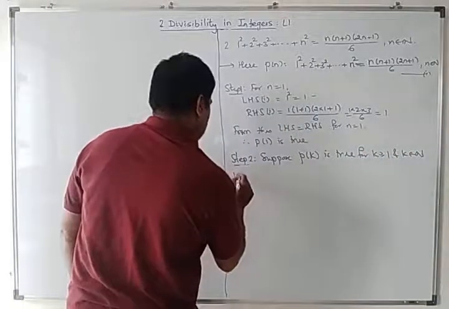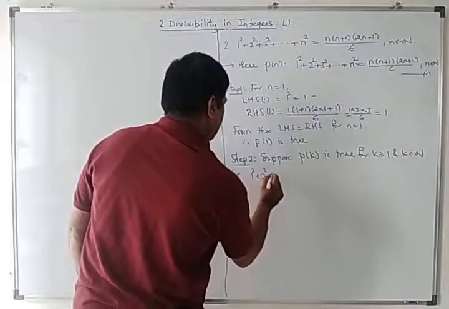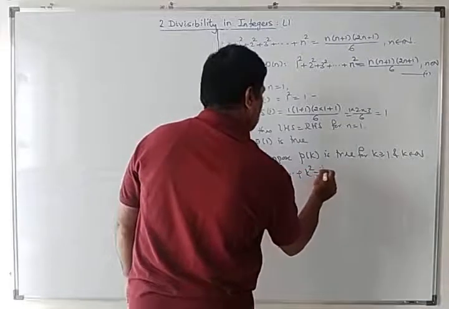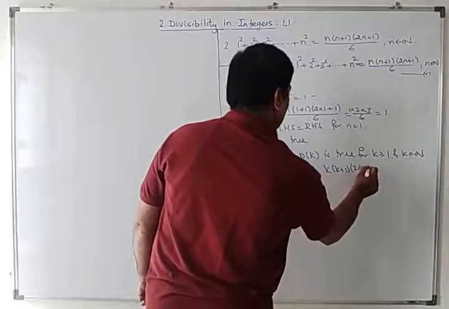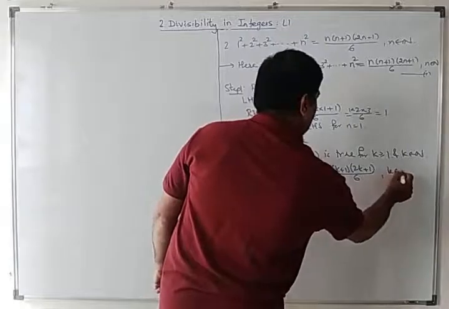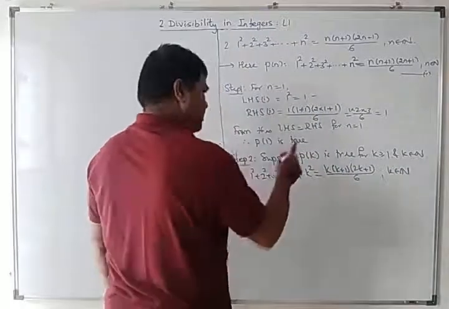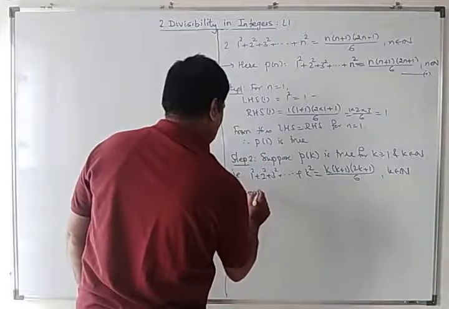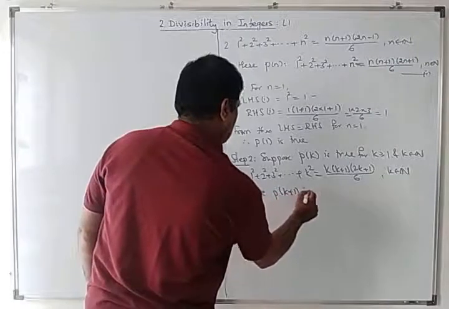That is, 1 square plus 2 square plus 3 square up to k square is equal to k into k plus 1 into 2k plus 1 by 6. K belongs to N. This k is fixed. To prove P of k plus 1 is true.